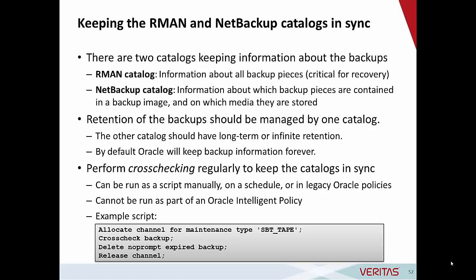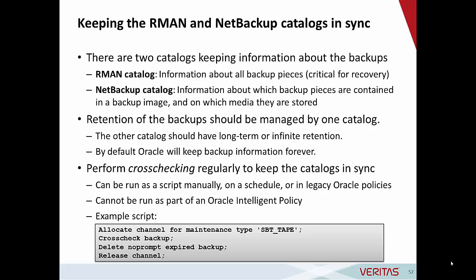Now, as we've discussed previously in this lesson, when you do NetBackup for Oracle backups, you've basically got two catalogs keeping information about the backups. You've got the RMAN catalog, which has the information about the contents of the backup pieces, and you've got the NetBackup catalog, which is tracking where these backup pieces are stored. Both of these are critical information for recovery, but because we have information being tracked in two places, there's potential for this information to get out of sync with each other.